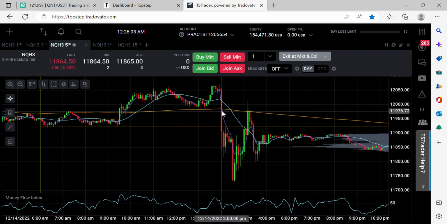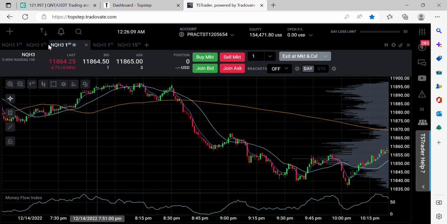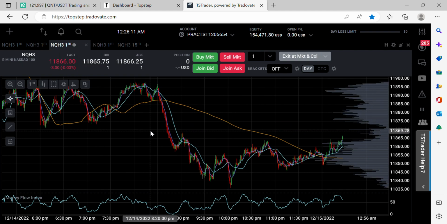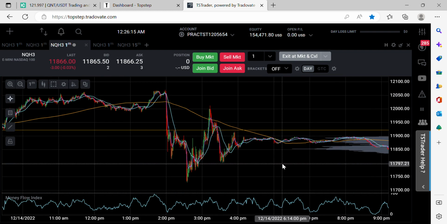So we can see that 2 o'clock, even on a 5-minute bar, it's straight down. Let's go to a smaller time frame. Let's go to the 1, just so you can get an idea of why most people don't let you trade these events.